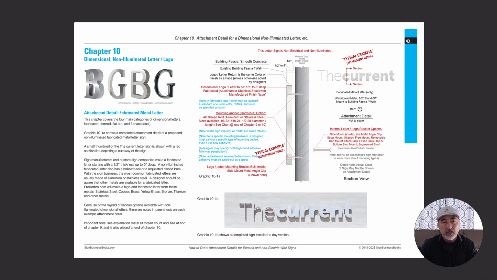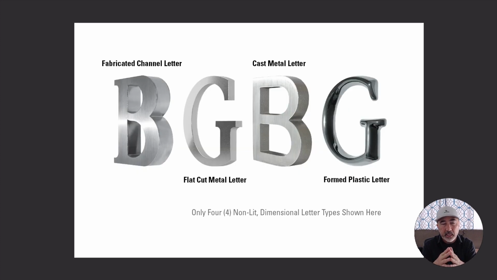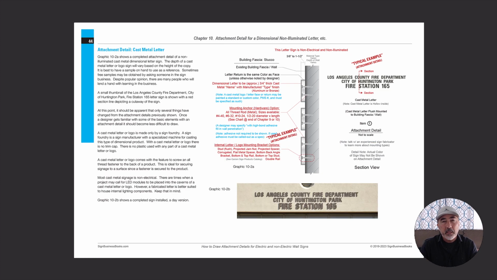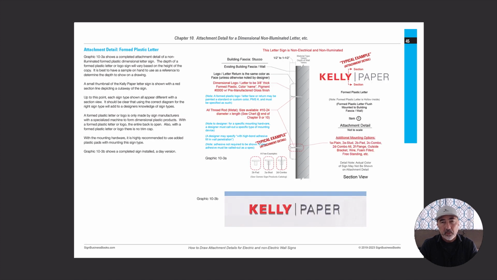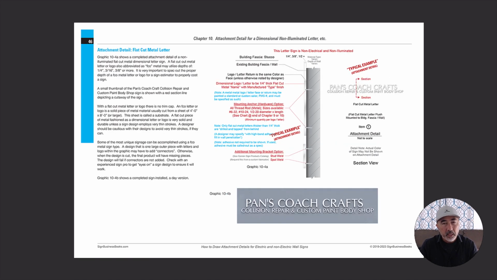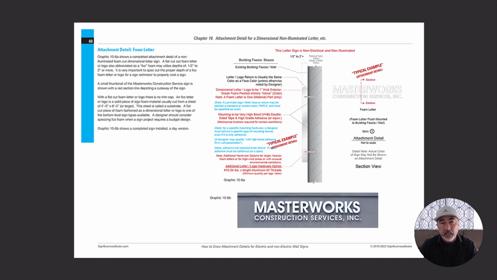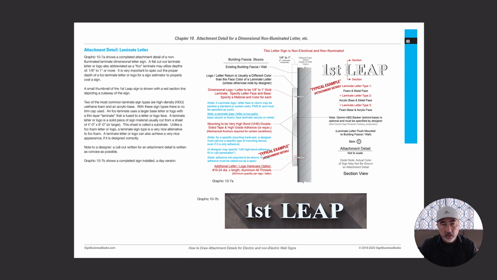Chapter 10 will cover 7 examples of non-illuminated signage with some of the most commonly sold dimensional signage in the sign business. The first is a fabricated dimensional letter set or logo, a cast metal letter or logo, a formed plastic letter or logo, a flat cut metal letter or logo, a flat cut plastic letter or logo, a foam letter or logo, and a laminate letter or logo.